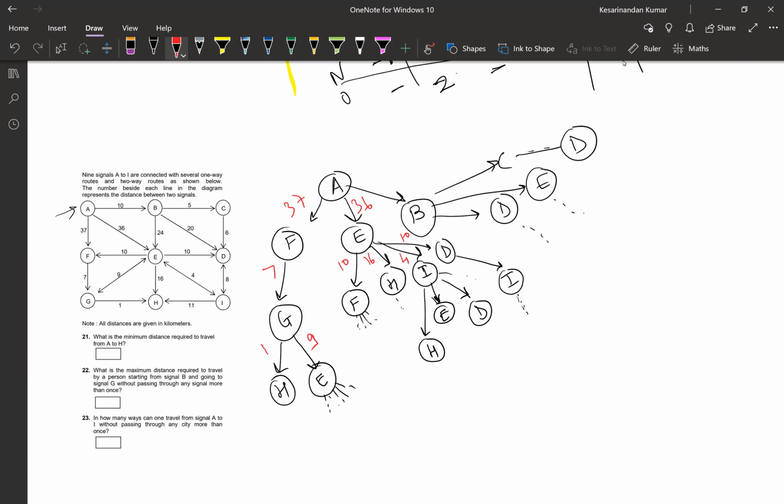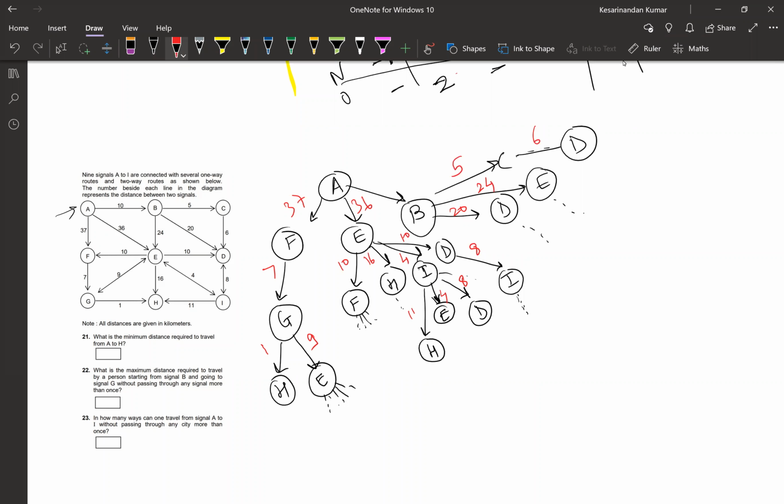I to H, your distance is 11. I to E, your distance is 4. I to D, the distance is 8. Same goes for here. B to D, the distance is 20. B to E, the distance is 24. B to C, your distance is 5. C to D, your distance is 6. This is what our tree looks like.